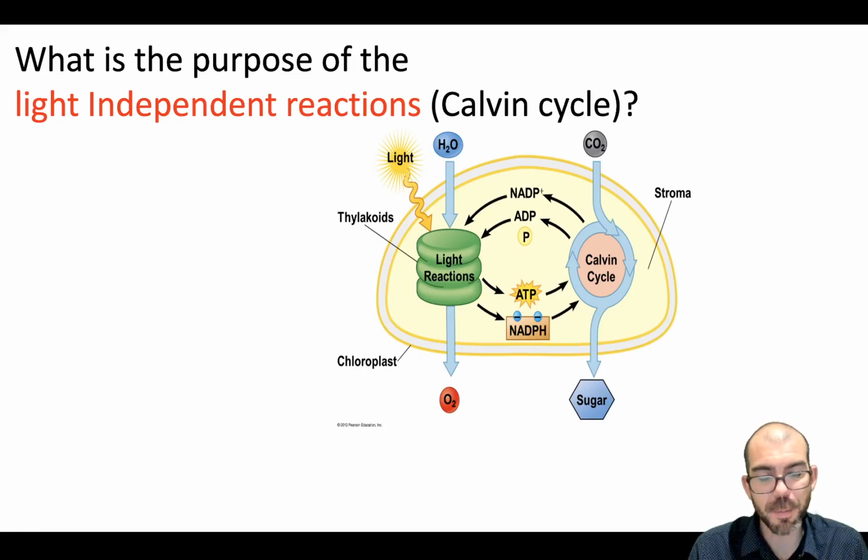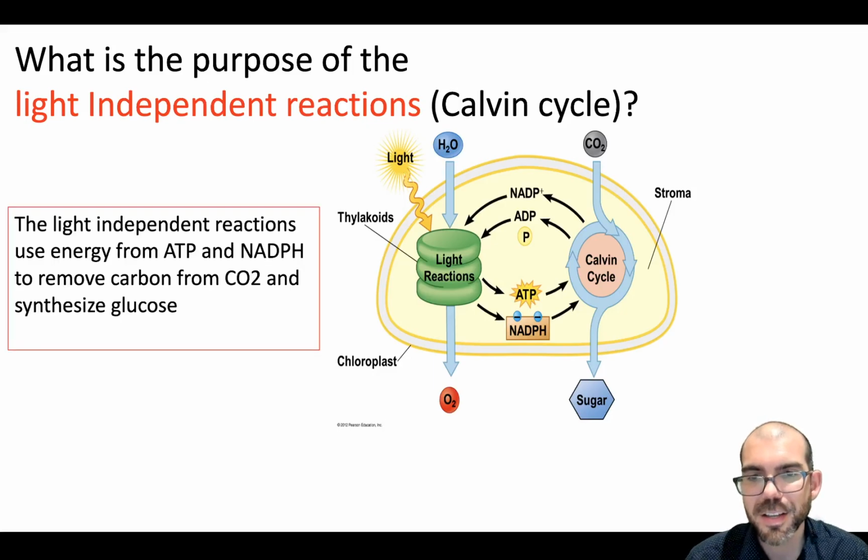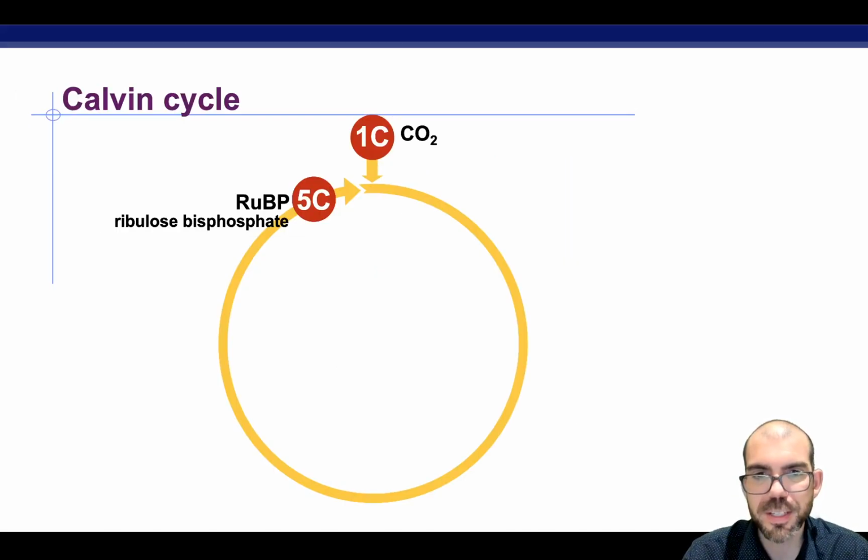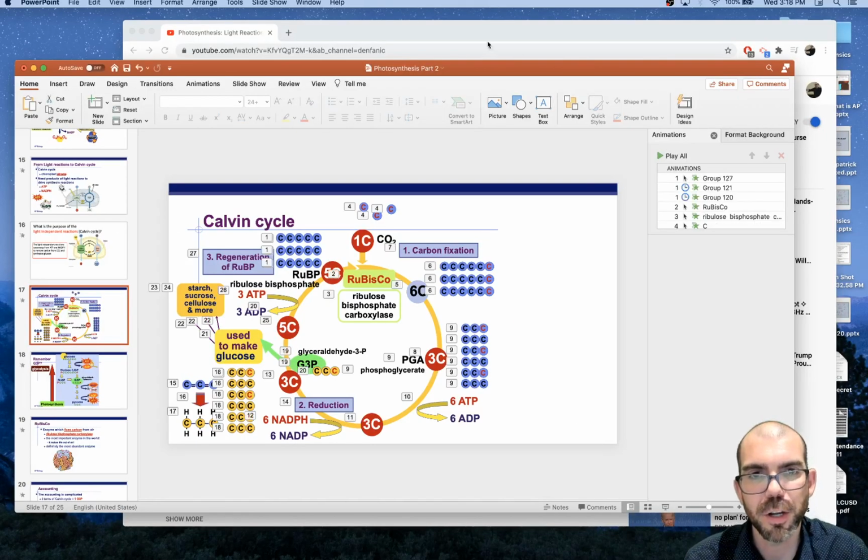We're going to take the same approach this time. I'm going to show you the overarching purpose. We're going to watch an animation and then we'll go through the details. So for the light independent reaction, also known as the Calvin cycle, the entire point of this is to use that energy that we got from the light dependent reaction in ATP and NADPH to remove carbon from CO2 in the atmosphere to synthesize glucose. So let's see it animated and then we'll go through it in greater detail.